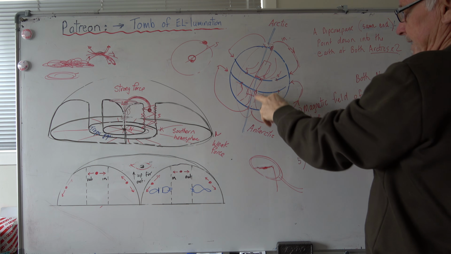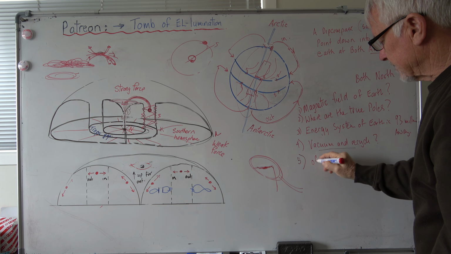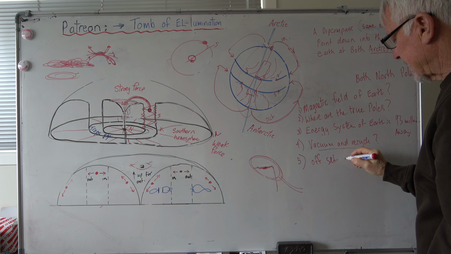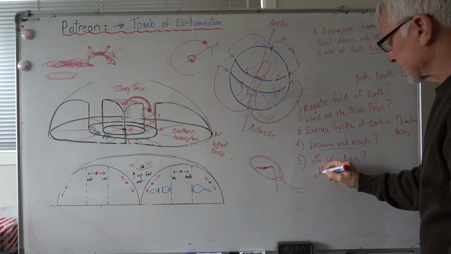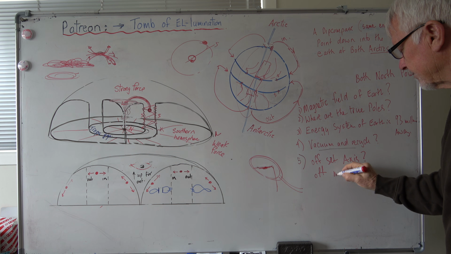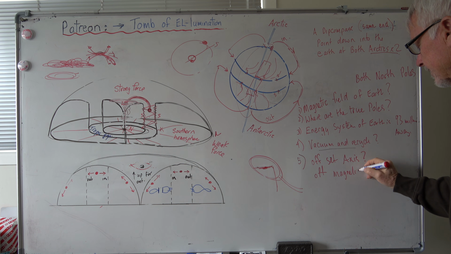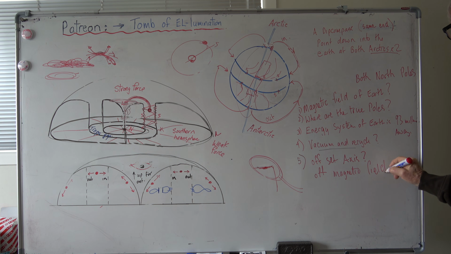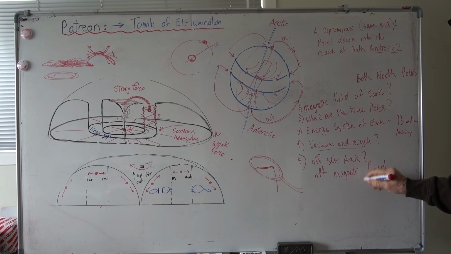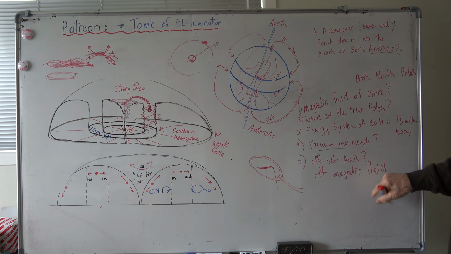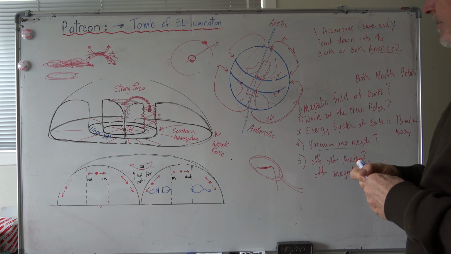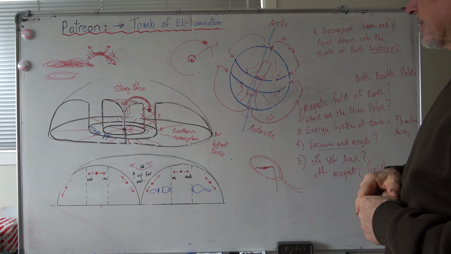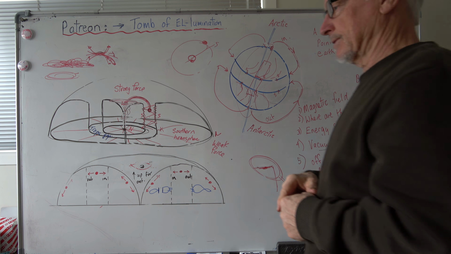So, all the comedy here, offset axis. Where is that? We've got the offset magnetic field. All comedy. What else is stupid about this model? You name it. The whole thing's just totally ridiculous.